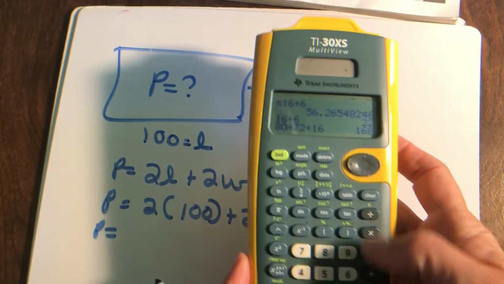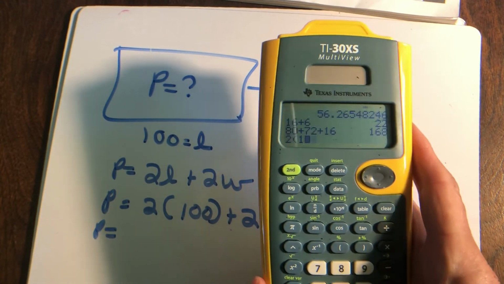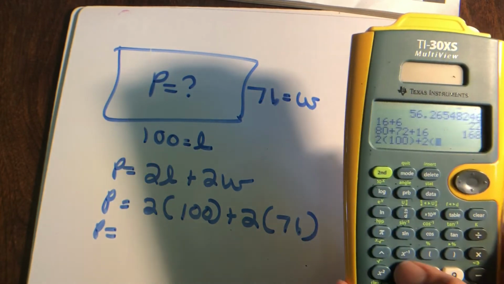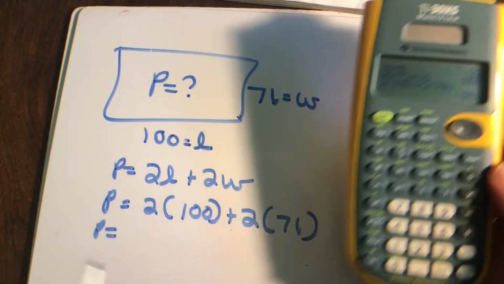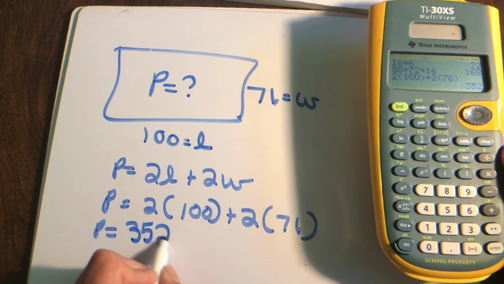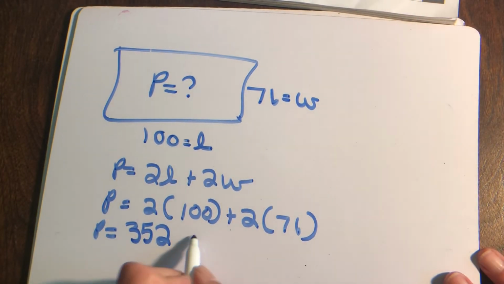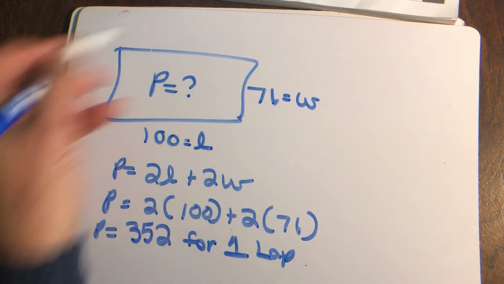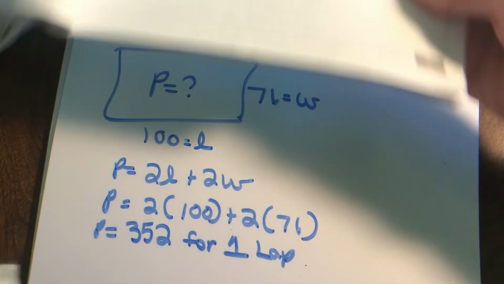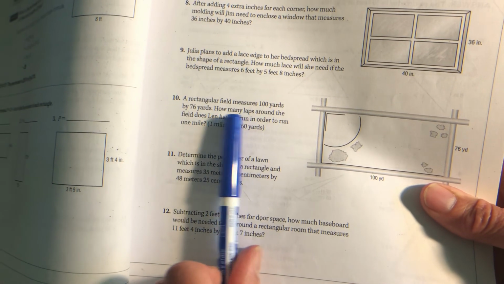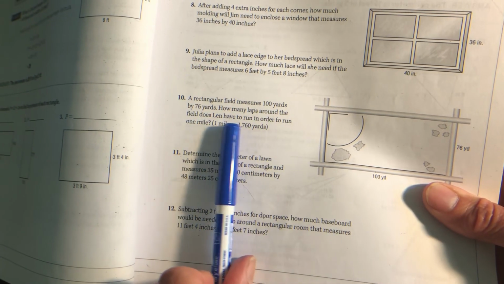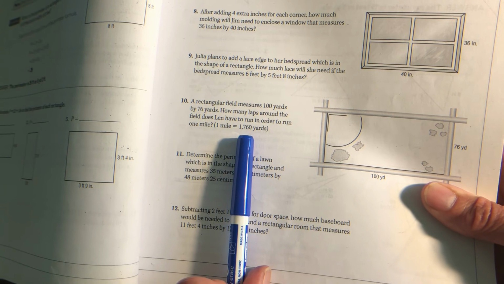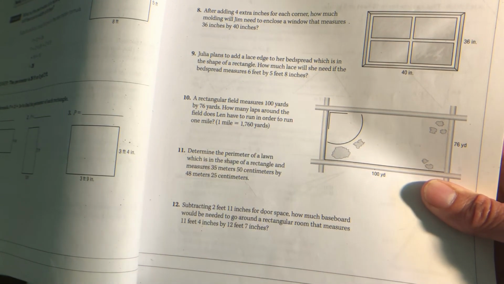I'm just going to do it all in the calculator. 2 parentheses 100 plus 2 parentheses 76. You're timed on your test anyway, 352. Now that's the distance for 1 lap. Are you following that reasoning? To go around that rectangular field. It says, how many laps around the field does this person have to run in order to run a mile? And a mile is 1,760 yards.